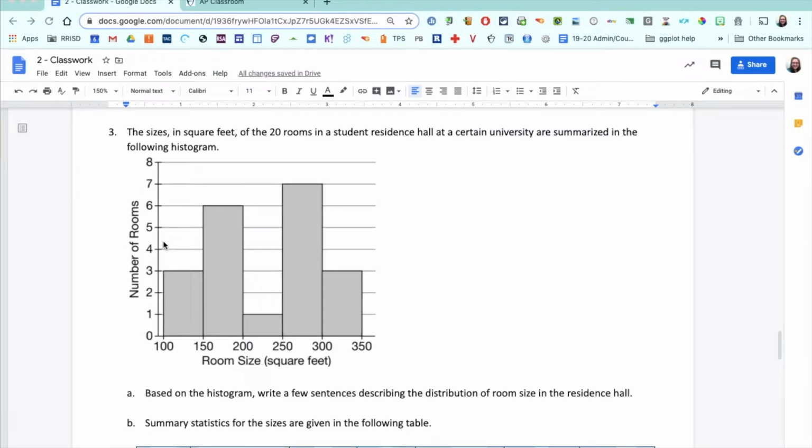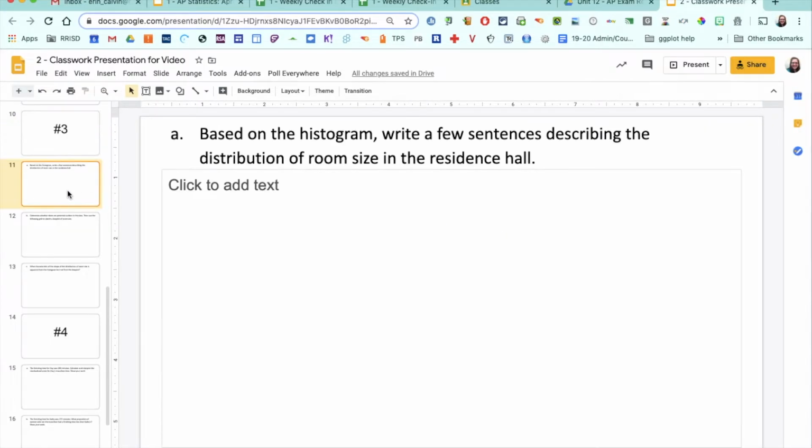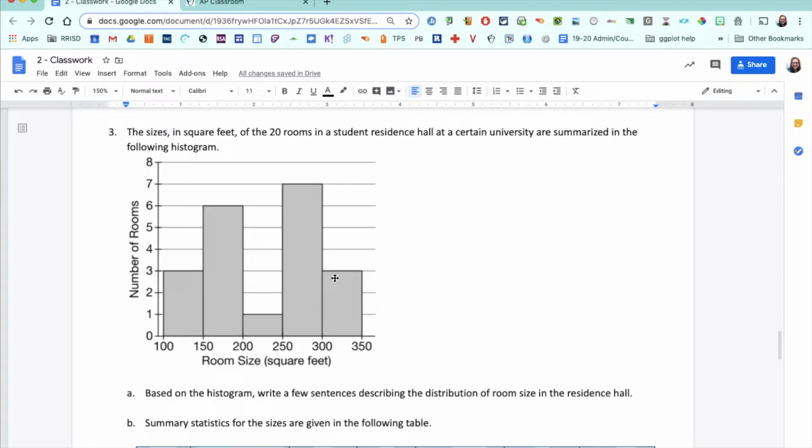So on number 3, we have a histogram. It says the sizes in square feet of the 20 rooms are summarized in the following histogram. Part A, we're asked to just write a few sentences to describe the distribution. So we're just describing one, but this goes back to, we're going to do CUSS and BS to answer this question. So for this one, in terms of center, I would say we have potentially a little bit of a bimodal. We have a lot in the 150 to 200 square feet range, and then a lot in the 250 to 300 square feet range.